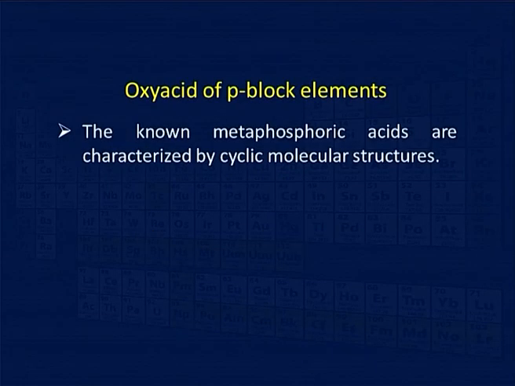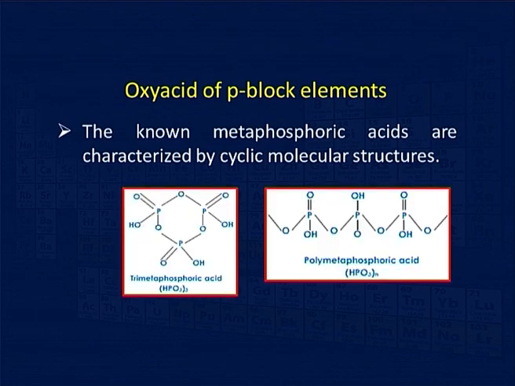It, when heated to red hot, forms metaphosphoric acid like this. The known metaphosphoric acids are characterized by cyclic molecular structure. This is the structure of the phosphoric acid in these two forms.